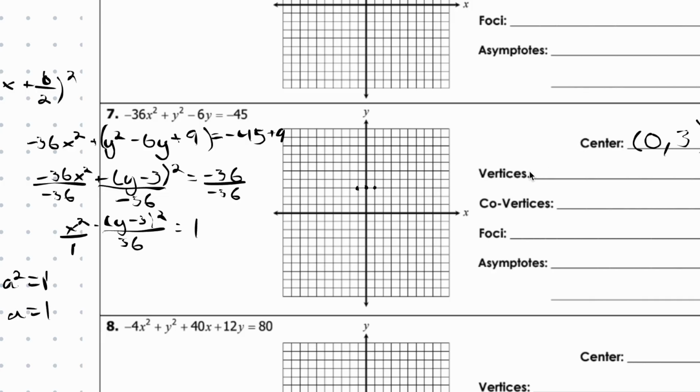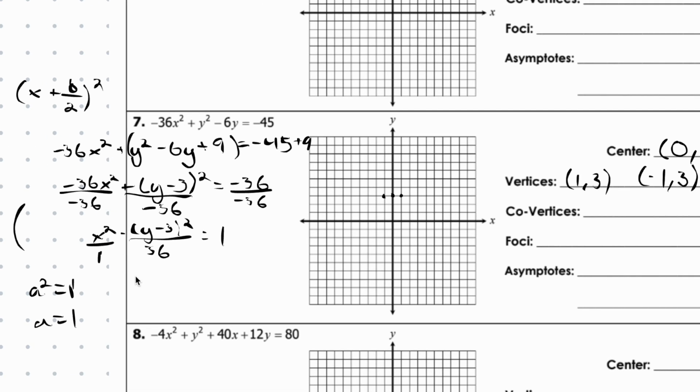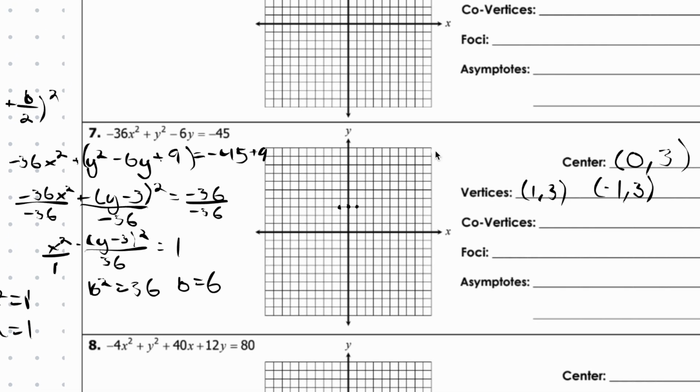Something like that. And those are going to be our vertices with the coordinates 1, 3 and negative 1, 3. Our covertices, well, our b squared is equal to 36. So that means b equals 6. So we're going to count 6 units up and down. This is going to give us this point right there, which is 0, 9.